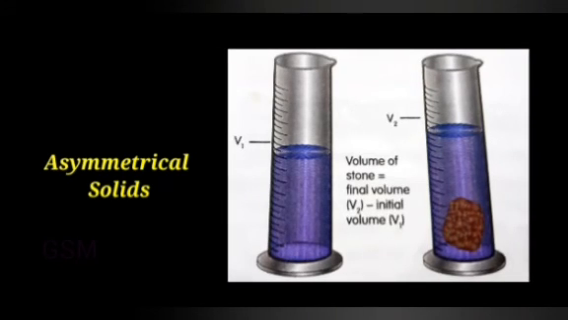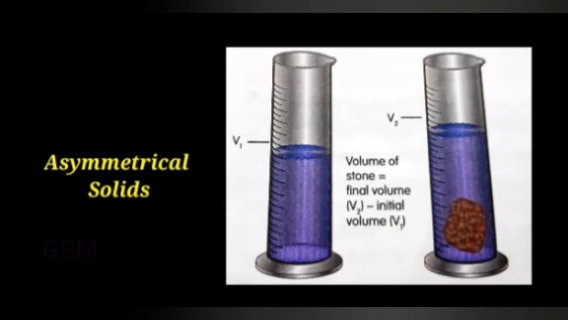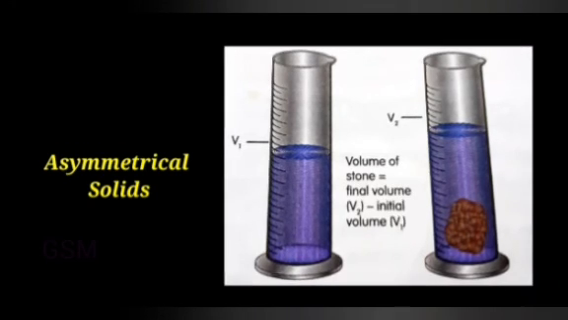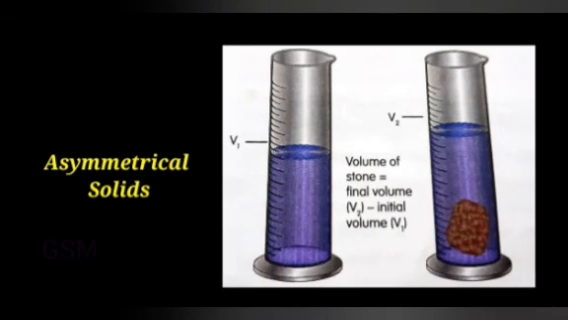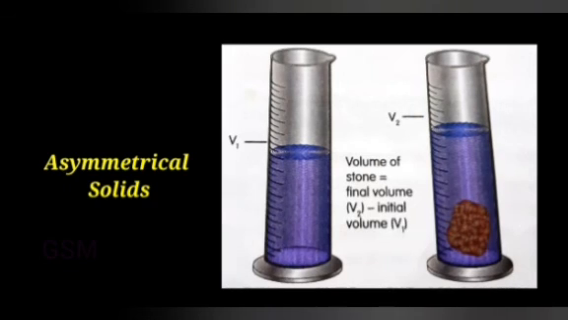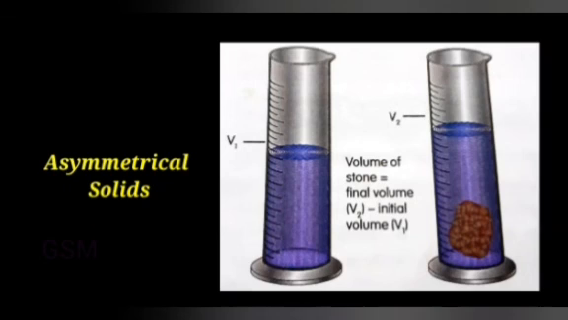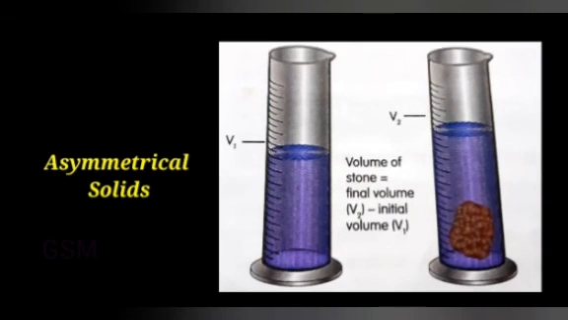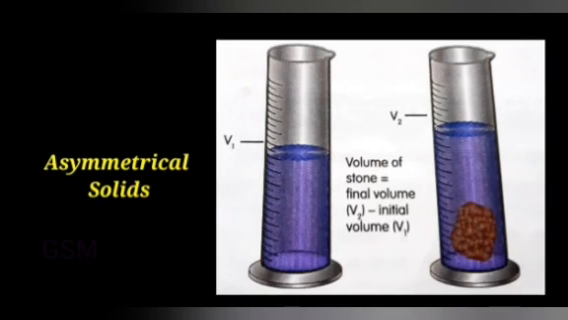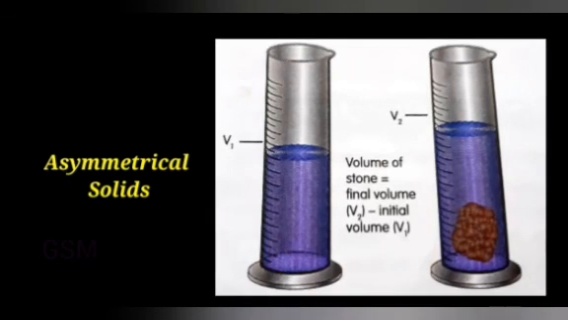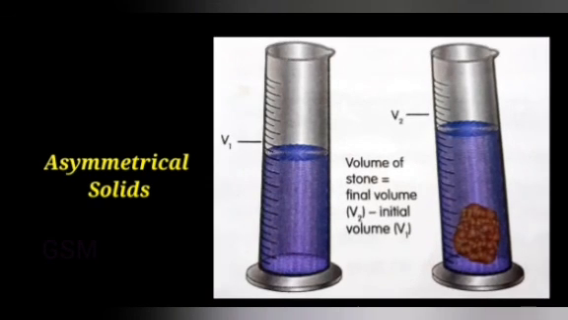So look at the picture. First, find out the initial volume. After you put the stone inside the liquid, calculate the volume of the container again. So volume of stone equals final volume minus initial volume. So you get the volume of that particular stone. This is the way we calculate the volume of an irregular object. In this way, we find out the volume of irregular objects.